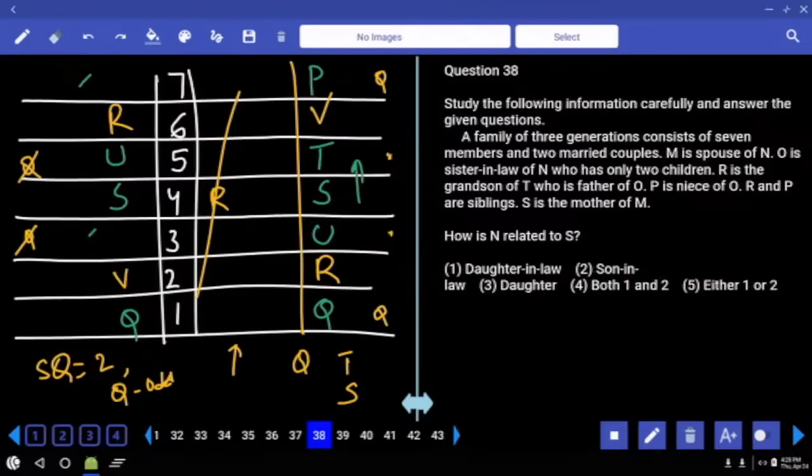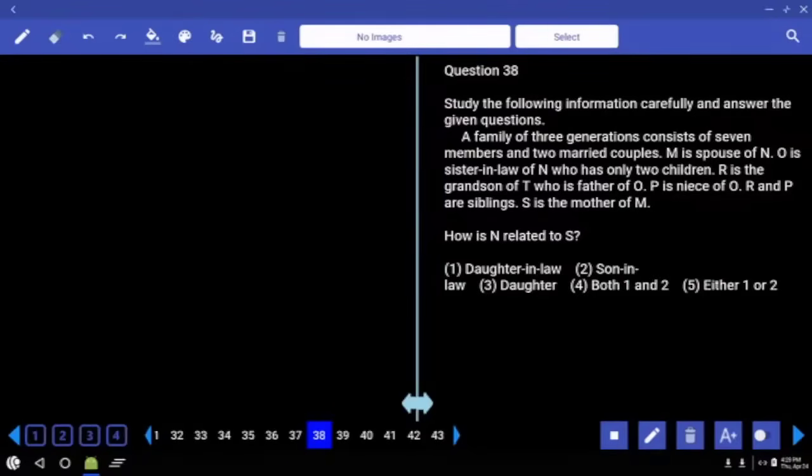Now, M is the spouse of N, M and N are married to each other. And O is the sister-in-law of N. The first possibility you are taking is O is the sister of N. The next one, N has only 2 children. N is having how many children? 2 children. And R is the grandson of T.